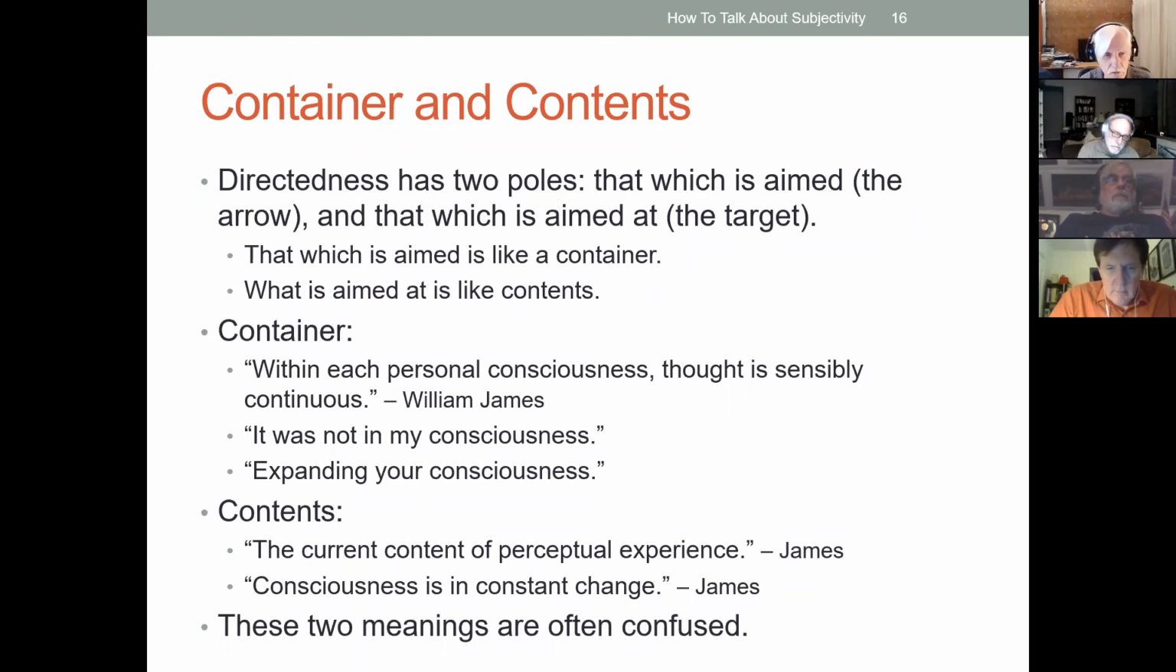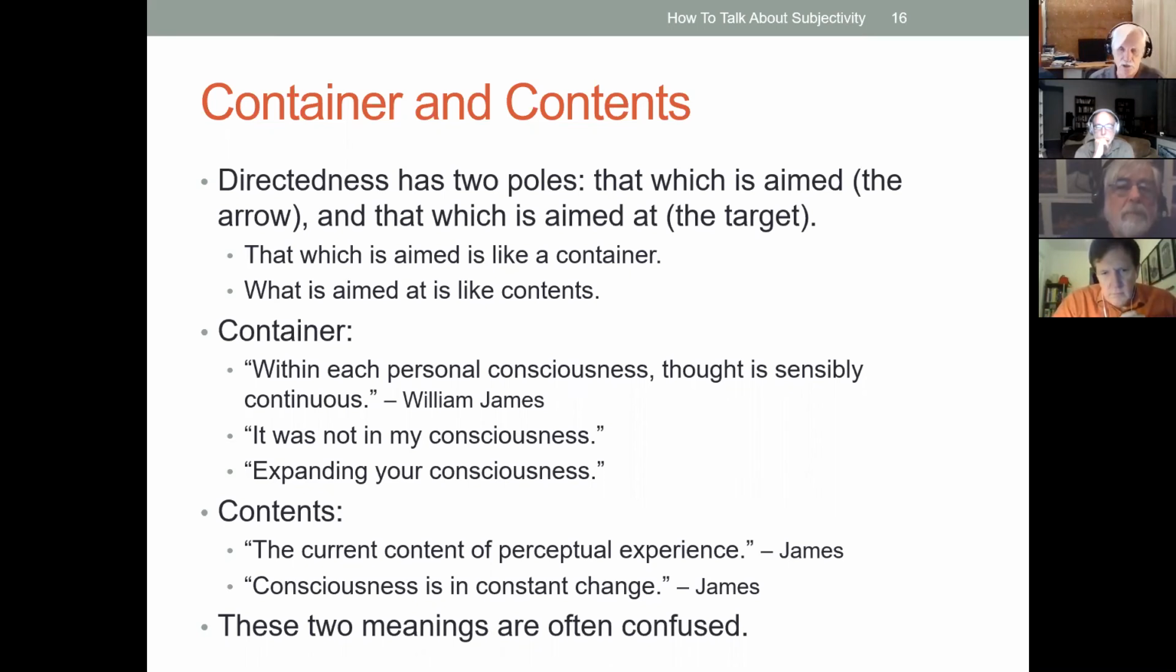So William James says, within each personal consciousness, thought is sensibly continuous. Clearly the term consciousness here refers to something like a container in which we find thoughts, and James asserts that our thoughts are continuous. So one flows into another. They're not like discrete little pieces. Or you could say, well, it wasn't in my consciousness, meaning I didn't even pay attention to it. We can talk about expanding your consciousness, which could mean that you become aware of more things, or that you're aware of the same things, but they're more intense or vivid.